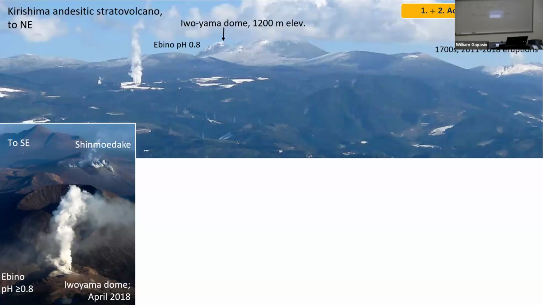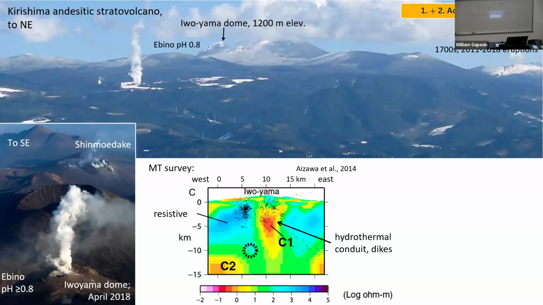Well, let's take a look at back in Japan here, Hiroshima, Iwayama Dome, dacite dome erupted in 1700s. I remember, but everything erupted in 2018 with acid features. Hot springs around the margins, pH as low as 0.8. Also, volcanic eruptions at Shimoidake as recently as 2011, 2018. And it also has very low resistivities, right below the Iwayama Dome hydrothermal system.